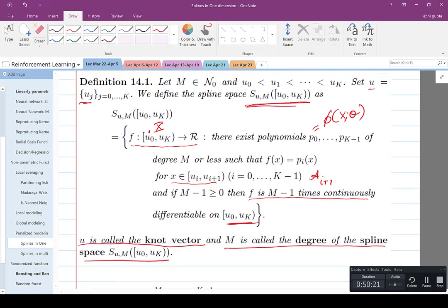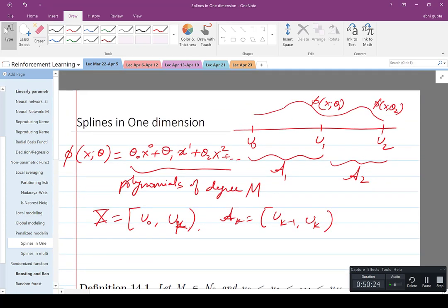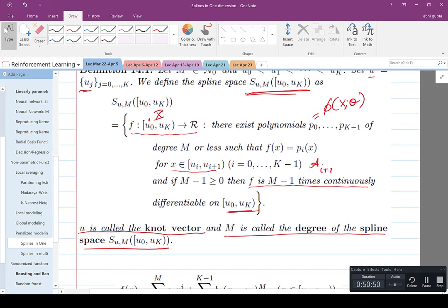Again, I want to show you how the function looks. So these are all the functions that are piecewise polynomial and at each of these points, it is at least m minus 1 times differentiable. Of course, in this region, it is infinitely differentiable because it's a polynomial, but it's only at the knots where you could have a non-differentiable situation. So you want to make sure that at those points, the function is at least m minus 1 times continuously differentiable.